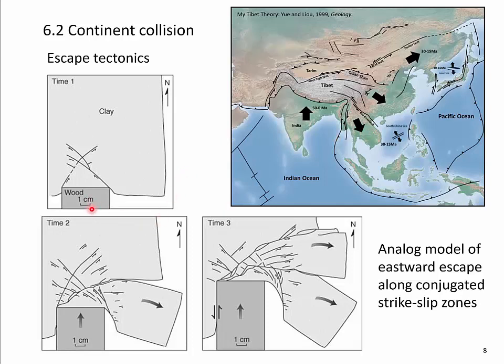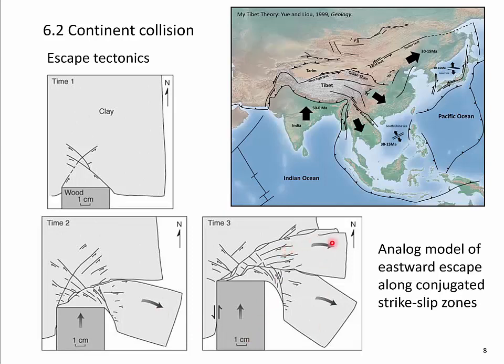Here we see a very simple one where a hard indenter in the form of a wooden block is pressed into a block of clay, and we see right from the beginning conjugate strike-slip faults forming, which over time and with increasing indentation form a network of lateral strike-slip movements. And if we are leaving space on the eastern side of this clay block, the escape of material will move to the east. We see here a block escaping to the right hand side with increasing strain.